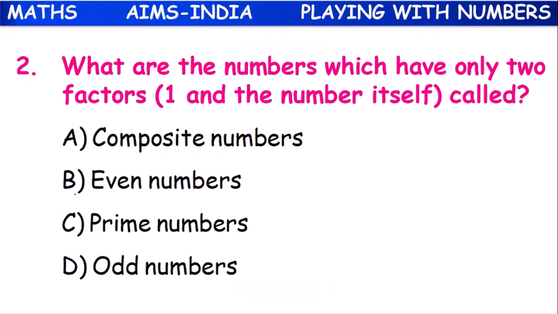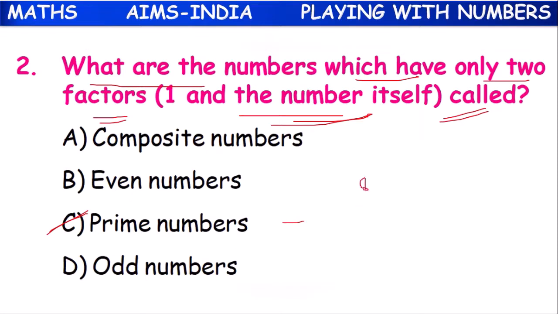Next. What are the numbers which have only 2 factors, 1 and the number itself? They are called what? The answer is prime numbers. If we have a number like 5, then 1 and 5, 1 and itself, these two numbers are the factors. Other numbers are not factors. So prime numbers is the correct answer.